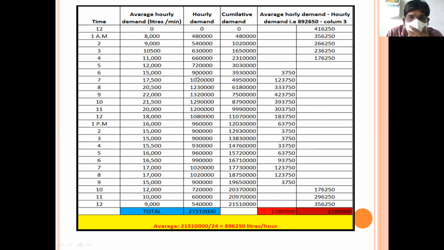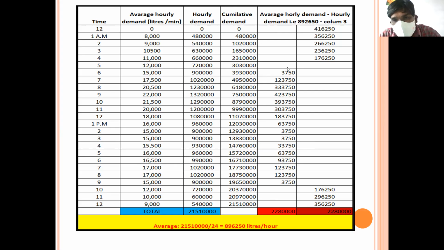See, what is hourly demand here? 90,000. Sorry, 9 lakhs. What is the required? 8 lakhs. What is average? 8 lakhs 96,250. That means the average required water is 8 lakhs 96,250, but demand is 9 lakhs. That means still we should have 3750 liters. Understand how we got it?